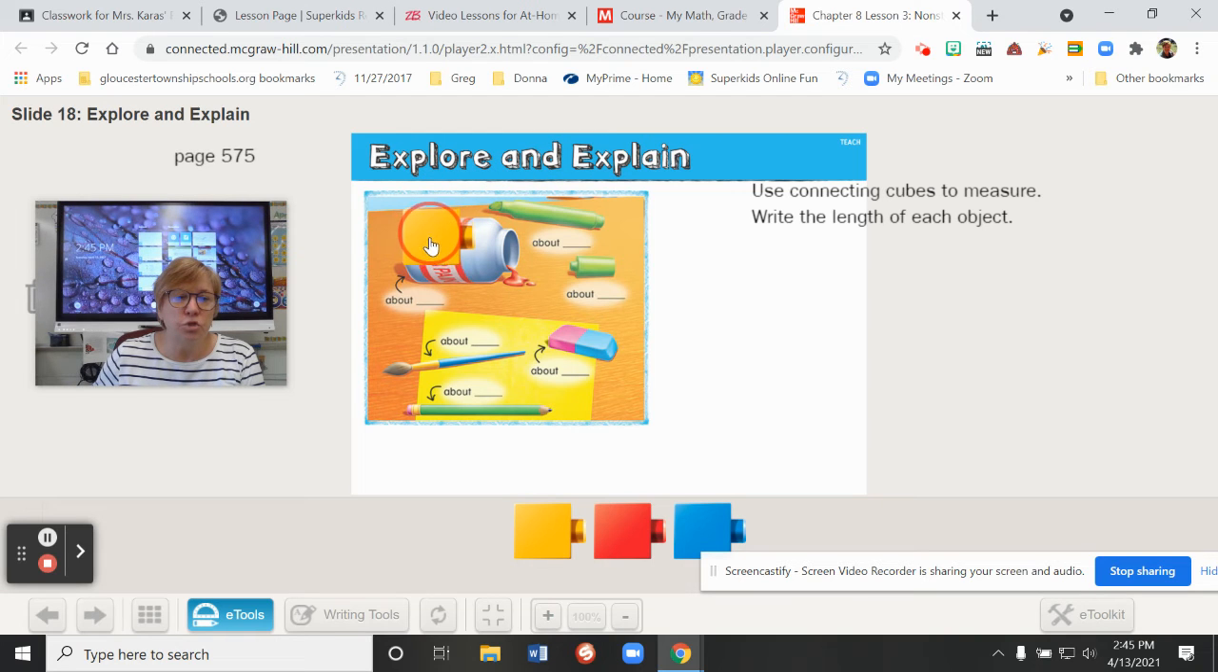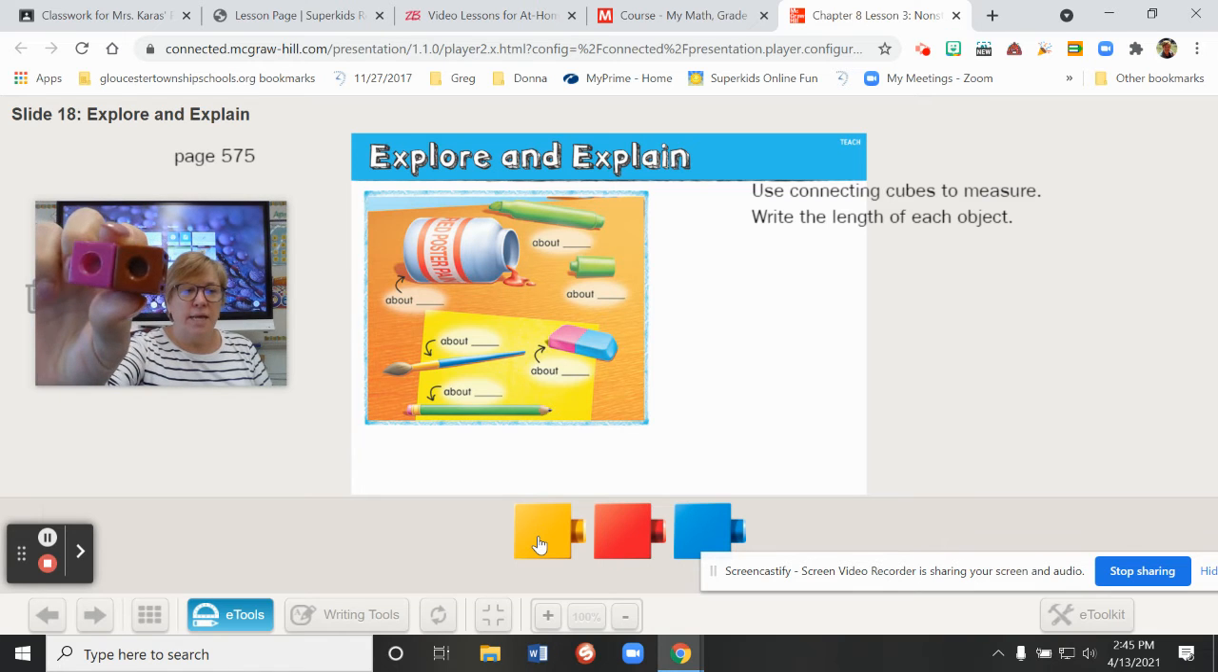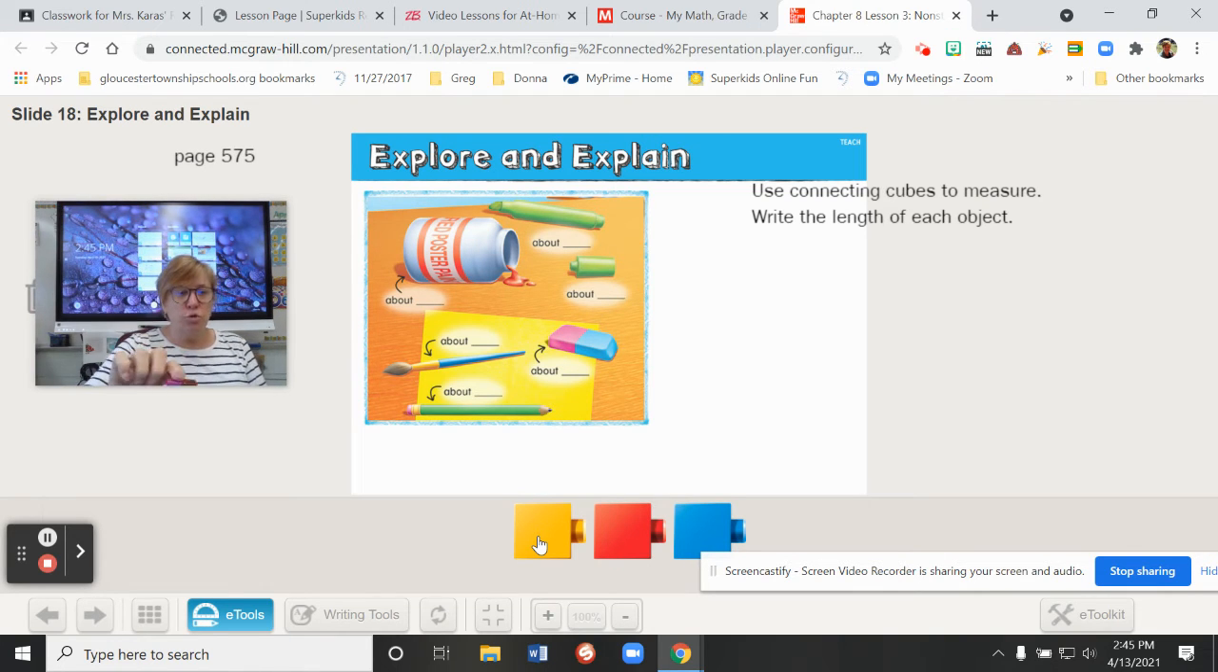Now, for something like this, you're just going to go right to the end. And again, this is not perfect, okay? So you're going to do the best you can. If you want to put a couple together and then add or take away from it to measure, you can do that. You could just go like this and connect them, as many as you want, and then measure against it. Okay, so pause now, use your connecting cubes to measure the item, and notice in front of it, it says about. So if it goes a little less or a little longer, you get as close as you can. All right, so pause now and we'll go over your answers.